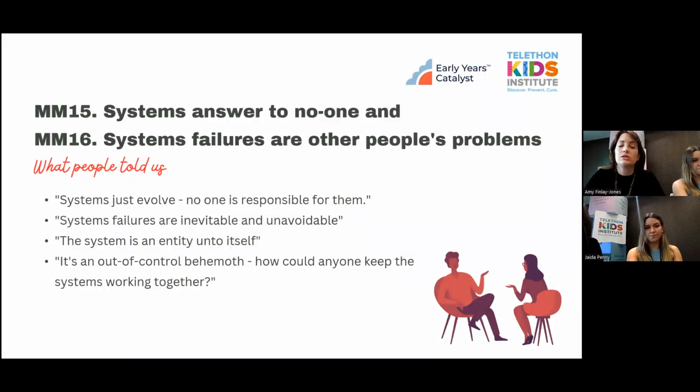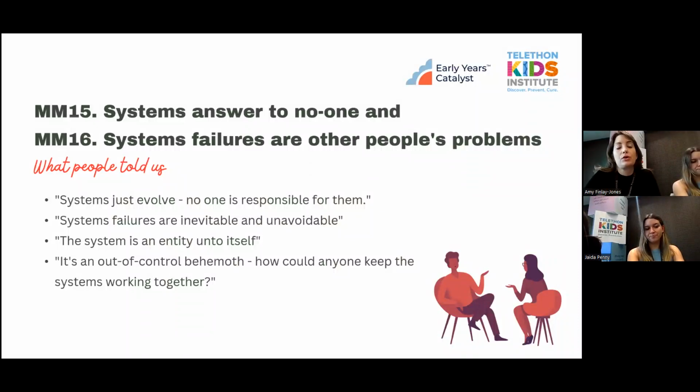We also found that the concept of what actually comprises a system was a fuzzy one, not just with who we consulted with, but also with some of our experts and even within our own team. But people either tended to think in terms of individual services or the system as a very abstract, monolithic construct. So when they were describing the nature of systems, people told us systems just evolve, no one is responsible for them, systems failures are inevitable and unavoidable, the system is an entity unto itself, and it's an out-of-control behemoth. How could anyone keep the systems working together?